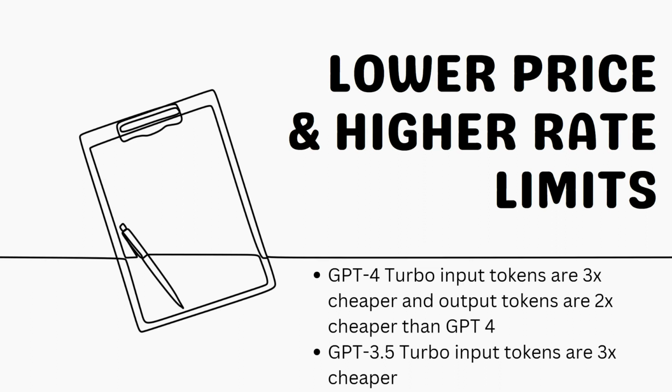Now with all this, right, you might expect that the prices would have gone higher and you would have to loosen up your pockets, or your pockets would be dug deeper, but this is not the case. With GPT-4 Turbo, the price has been lowered. At the same time, the rate limits have been increased. So GPT-4 Turbo input tokens are 3 times cheaper and output tokens are 2 times cheaper than GPT-4. Similarly, GPT 3.5 Turbo input tokens are 3 times cheaper than GPT 3.5. Okay, and at the same time, higher per minute token limit is allowed now.